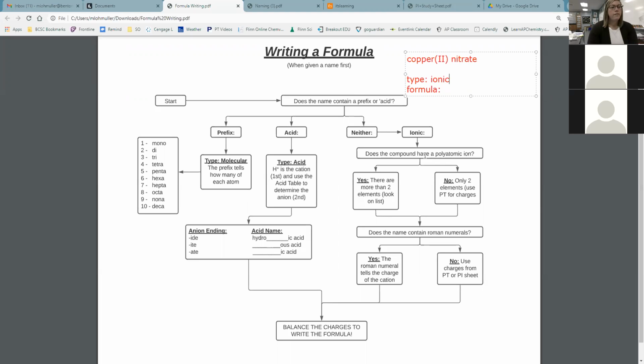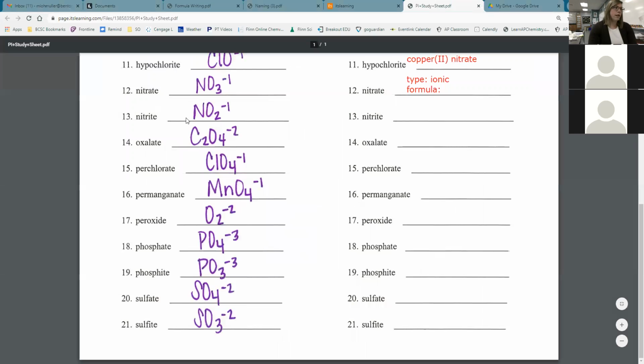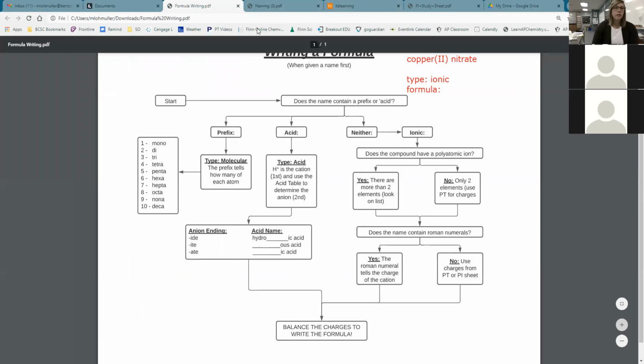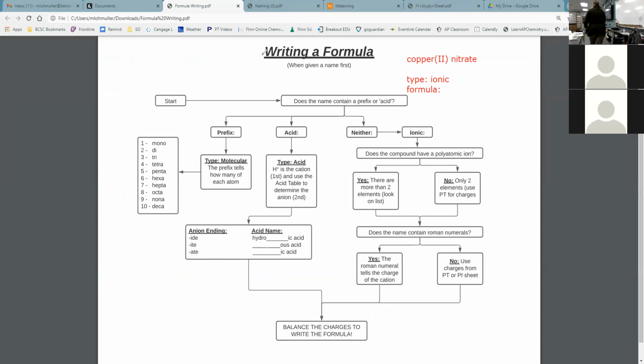Does the compound have a polyatomic ion? Yes, it does, because, hint, hint, we have an ATE ending. So if we look over at the polyatomic ion list, nitrate is NO3 -1. So we are going to use the NO3 -1. I'm going to write that down so I don't forget.